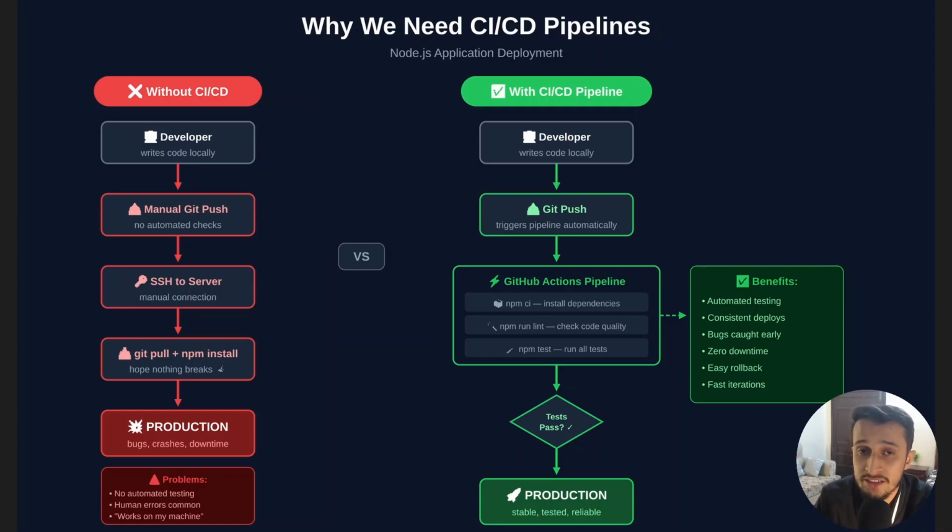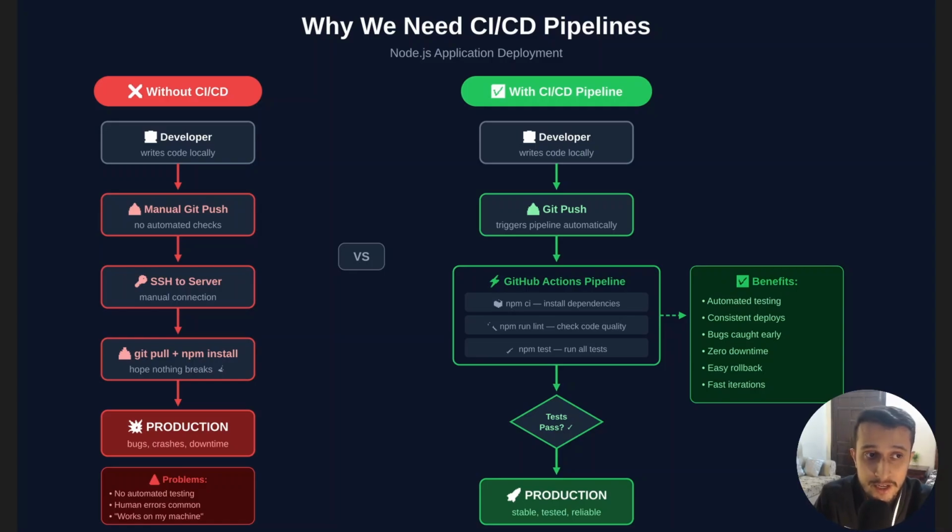So without a CI/CD pipeline, what you need to do is connect to your server using an SSH client, and then you have to pull from GitHub or Bitbucket, and then you need to restart the server, and you just hope that everything works, because if there is some bug or some error, your user will see the crash before you.